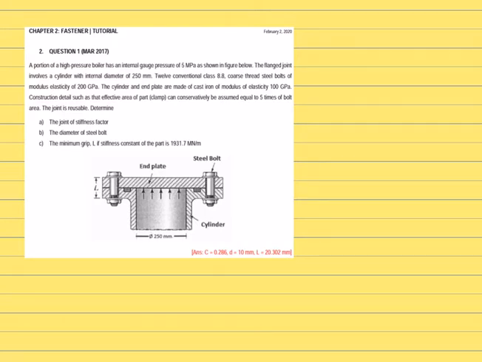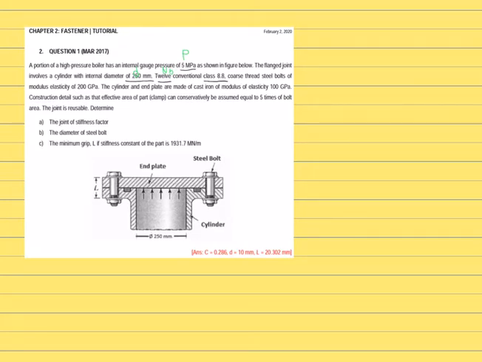A portion of a high pressure boiler has an internal gas pressure of 5 megapascal, as shown in the figure below. The flange joint involves a cylinder with an internal diameter of 250 mm. So this is the diameter of the cylinder. 12 conventional class 8.8 bolts. So 12 represents the number of bolts, and class 8.8 is the class number for that bolt, a cap screw steel bolt.